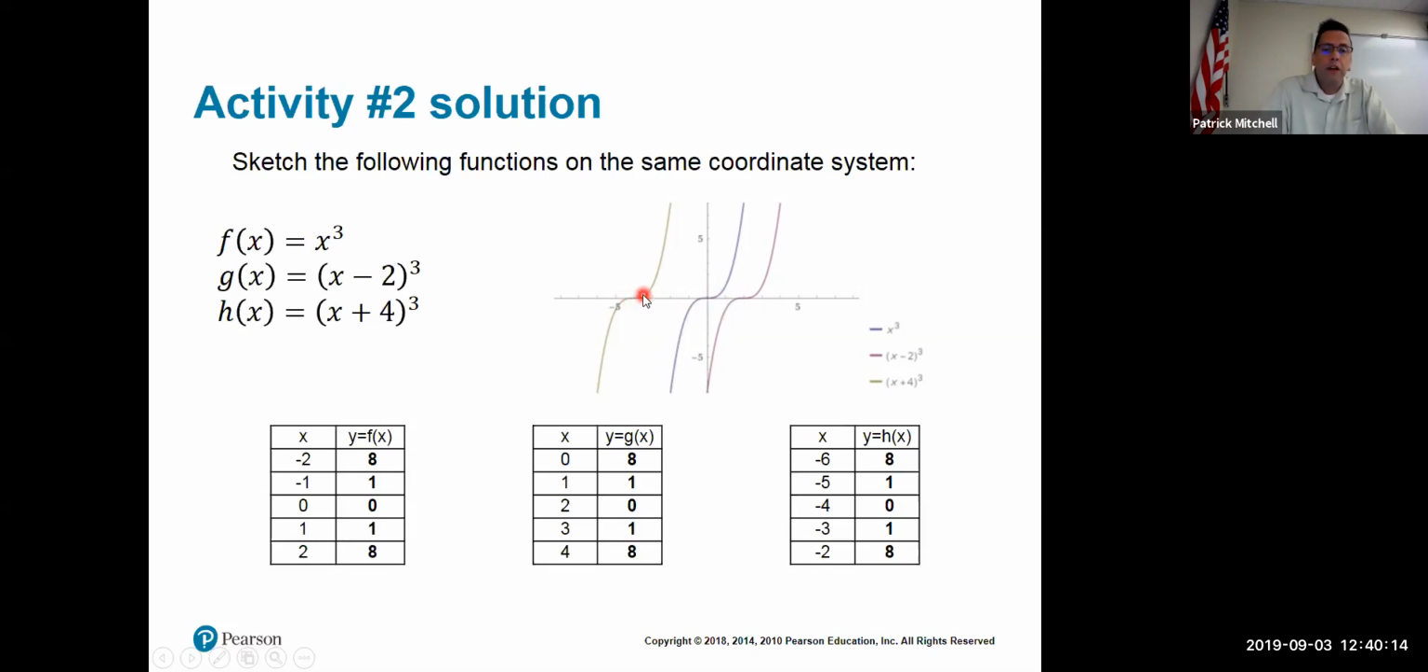Okay, so now you have an idea. We've already talked about how to shift graphs up and down. This tells you how to shift them left and right. All right, so let's talk about, first of all, the cubic function, and then we'll talk about horizontal shifts.